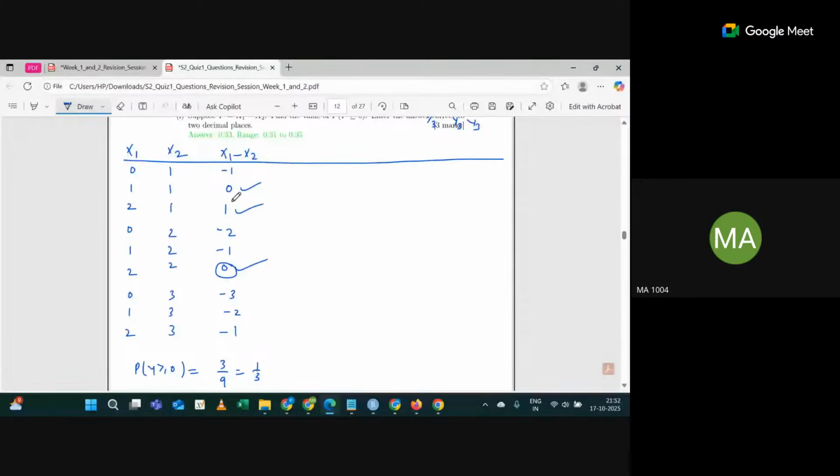Why did this 3 by 9 come? This is Y, and Y is greater than or equal to 0 in these cases. And why did I write 3 by 9? Basically, what is the probability of each case? For example, it takes value 0 with probability 1/3 into 1/3, which is 1/9. So basically it's 1/9 for all cases. Understood? Yes, sir.